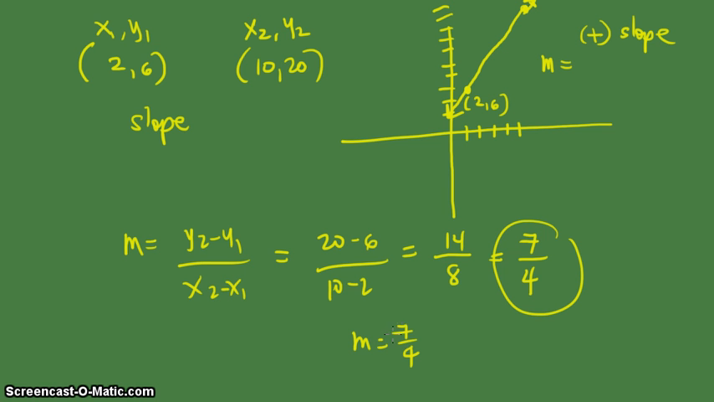Graphically, what does this mean? As you go up by 7, the x is moving by 4 units. Every 7 movement upwards, there is a horizontal movement of 4. This is a positive slope because the orientation is increasing. Okay, so that's how you use the formula for the slope.